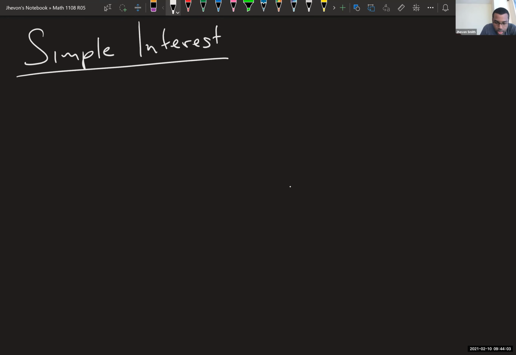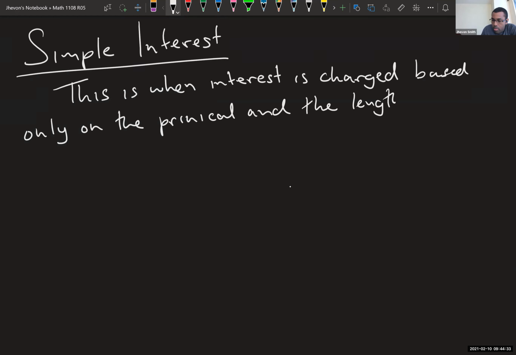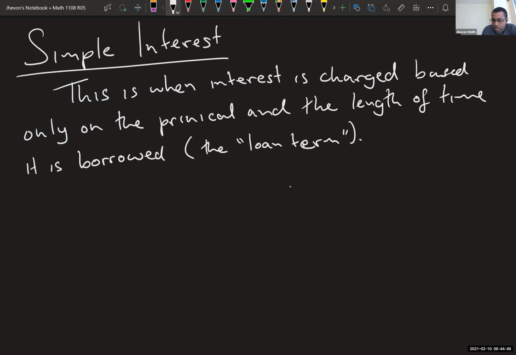Simple interest. Okay, so this is when interest is charged based only on the principal and the length of time it is borrowed. This is called the loan term. So the loan term is how long you have the loan for, right? You can have a 9-month term, a 1-year term, a 5-year term, et cetera, right? So whenever someone charges you interest and it's only based on the original amount you borrowed over some time, that's simple interest. That's all they care about.